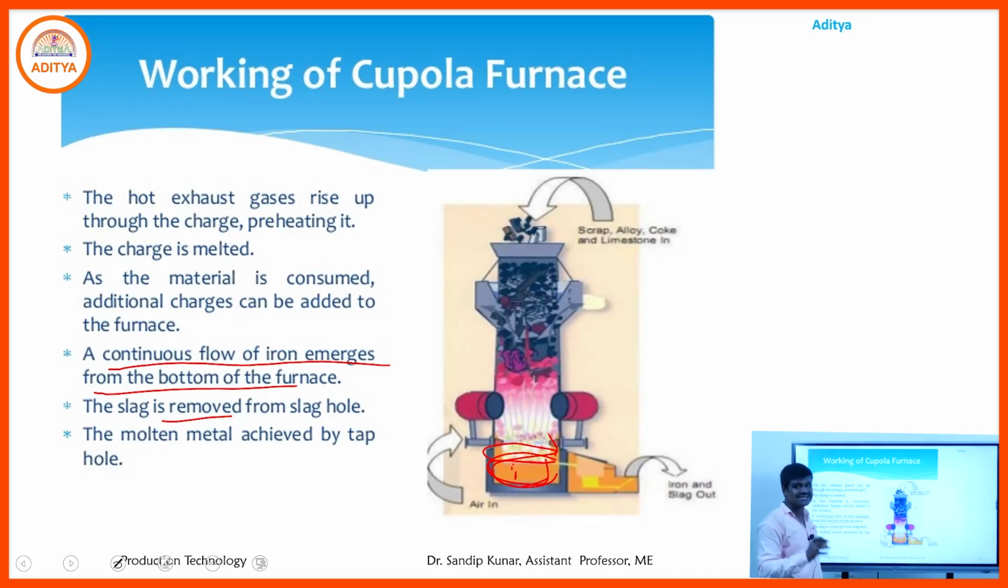That slag is the impurity; we consider slag as an impurity. We remove the slag from the melting zone through the slag hole. Then after removing the slag, we take the molten metal from the well zone through the tap hole.